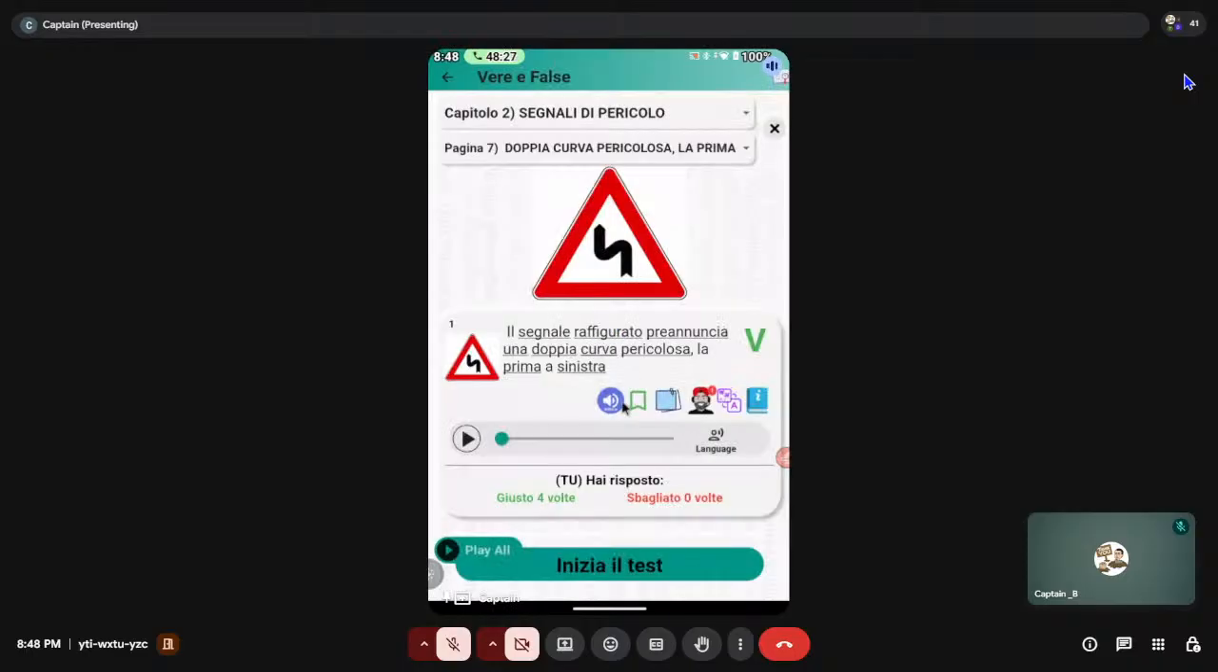Il segnale raffigurato preannuncia una doppia curva pericolosa. La prima a sinistra. Yeah, in this scenario it is referring to preannuncia una doppia curva pericolosa, la prima a sinistra. The first one is actually the left. Yes, it is true. È vero.